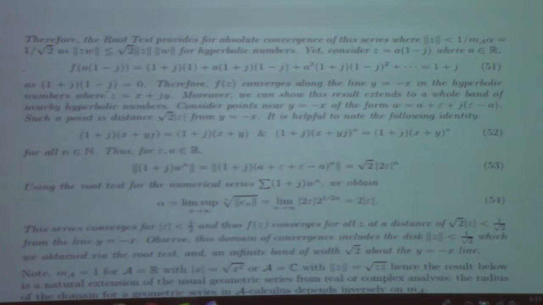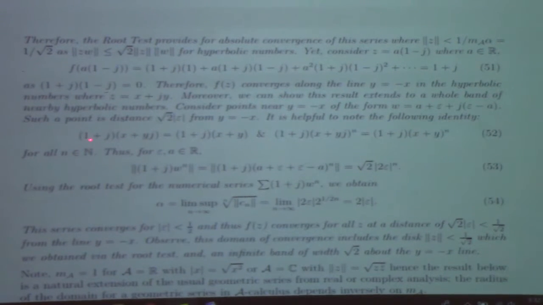Oh yeah, I'm sorry, I was remembering that as 1 plus j in my mind, which was confusing me. 1 minus j, yeah. So that's why there's an epsilon minus. As epsilon goes to 0, this becomes a plus ja. But as epsilon is non-zero, it goes away from that. And he calculates here that you can show such points are a distance root 2 times the absolute value of epsilon from the line y equals minus x.